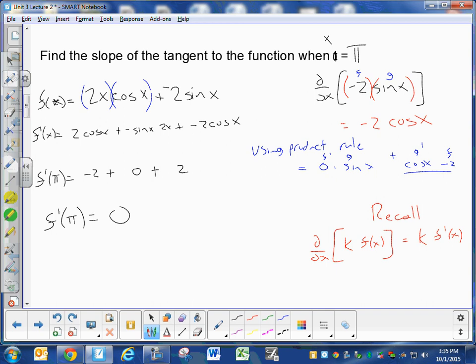F prime g plus g prime f. Two x is your little f. Cosine x is your g. F prime g plus g prime f. And then we have to add the derivative of negative 2 sine x, which is what we did over here, negative 2 cos x. Our answer at pi is 0. Our answer at pi is 0. We need to get the correct derivative first.